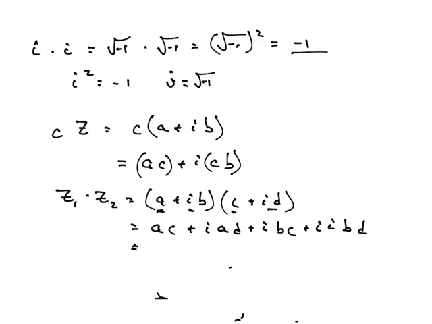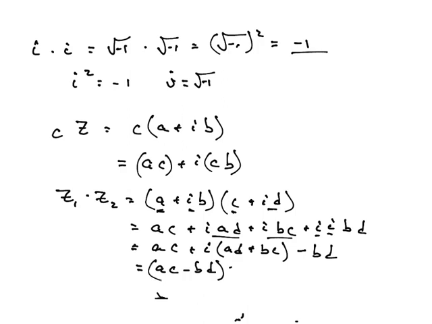Okay? Cleaning this up a little bit, we have A times C. Plus, notice we have two terms here that have an I on it, so we could factor out the I, and this becomes AD plus BC. And then the last term has I times I, which is I squared, but we know I squared is negative 1, so we just say it's minus B times D. So the final answer is AC minus BD plus I times AD plus BC.